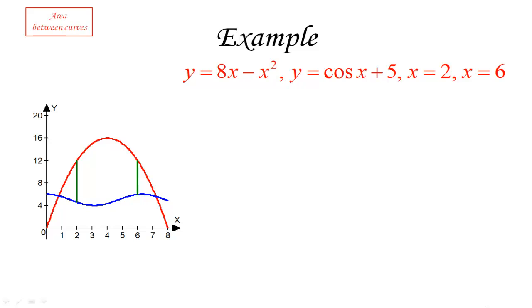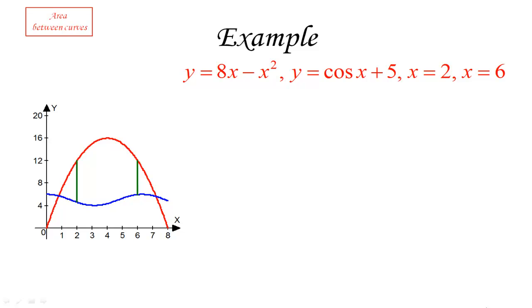Now what we have to do is find out which one is which curve, because we have to identify which one is the top curve and which one is the bottom curve. Well, from the shape we know that the blue curve has got to be the cosine x plus 5 because of its undulating pattern, and the red curve definitely looks like a parabola, so it has to be the 8x minus x squared, which means that the parabola is on top and the cosine x plus 5 is the bottom boundary.